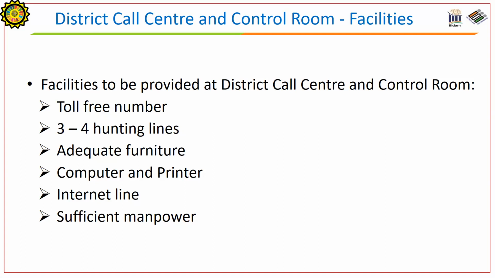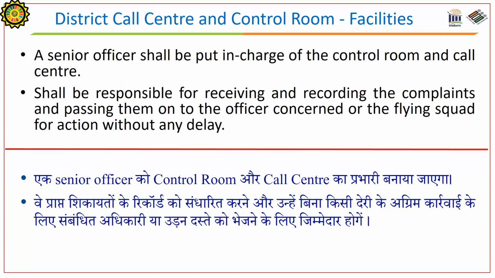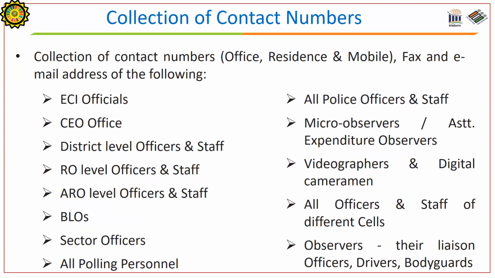Facilities to be provided at district call center and control room: toll-free number, 324 hunting lines, adequate furniture, computer and printer, internet line, and sufficient manpower. A senior officer shall be put in charge of the control room and call center. He shall be responsible for receiving and recording the complaints and passing them on to the officer concerned or the flying squad for action without any delay.